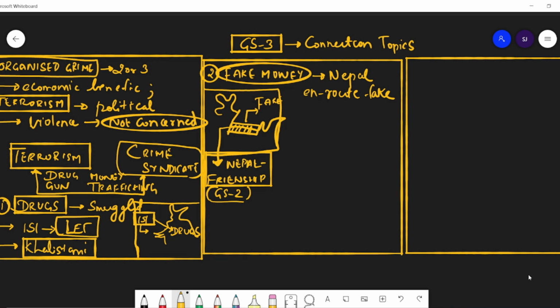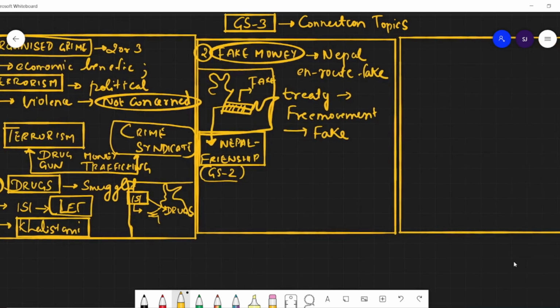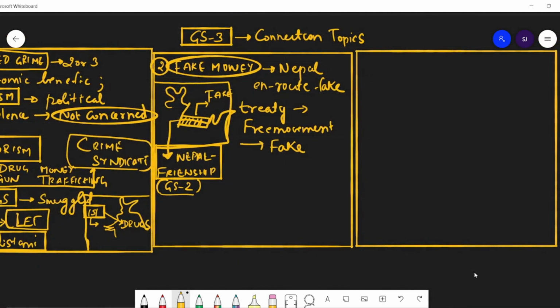So when you are talking about fake currency through Nepal, because of this treaty, free movement of people is there. When there is free movement of people, it is very easy to smuggle in fake currency, not from Nepal itself. For example, Pakistan uses this network to get fake currency into India for terrorist activities. So next, you can talk about the next point. One point you should talk about, and it should make sense. Many facets, you can talk about many facets.